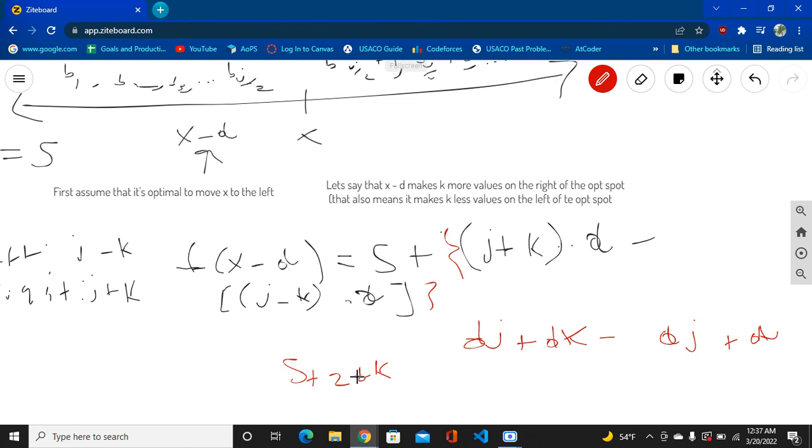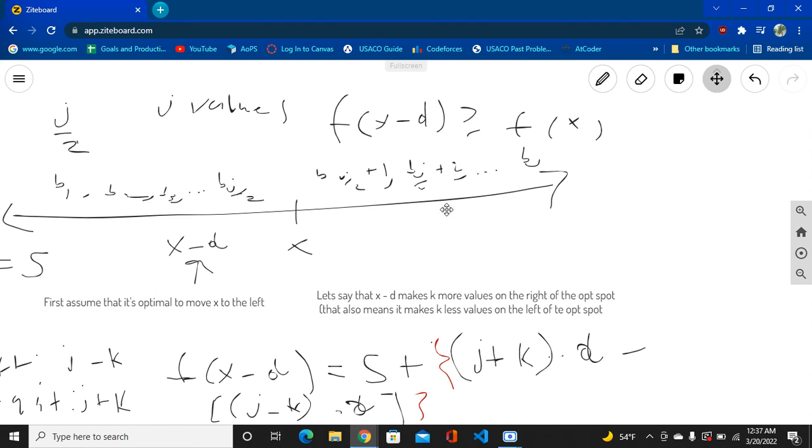Well, because d is a distance, we're good. And we note that d and k are both greater than 0, because d is a distance and k is an integer. Obviously you can't have negative 5 more values. Therefore we've just proven it because it's s plus 2dk. Thus d and k are both greater than 0, so f of x minus d is greater than or equal to f of x. Therefore that case is wrong.